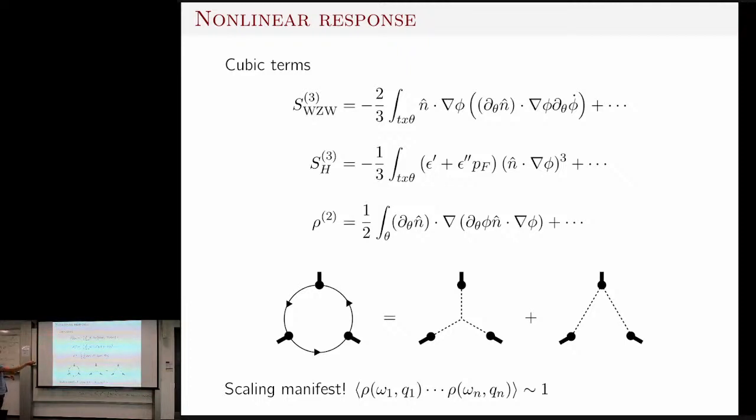There are derivatives with respect to theta, and they're proportional to the curvature of the Fermi surface. They're proportional to this n hat vector. Here this is just for a spherical Fermi surface, but I wrote it this way to make clear that the geometry is coming in.